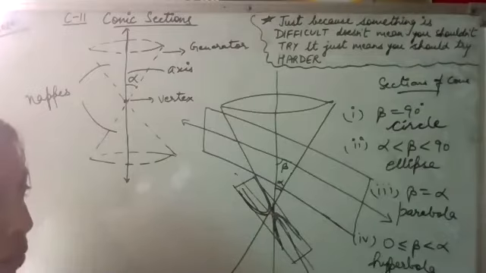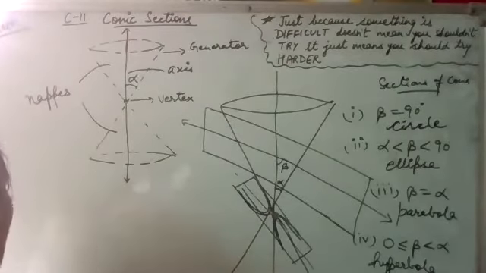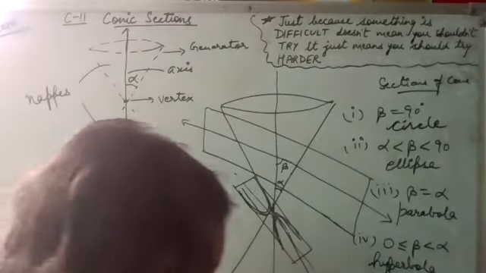Right? So this is how we are getting different sections of the cone. Okay, so that is why the name of the chapter is conic sections. We are intersecting a plane surface with this cone and we are getting various sections here.